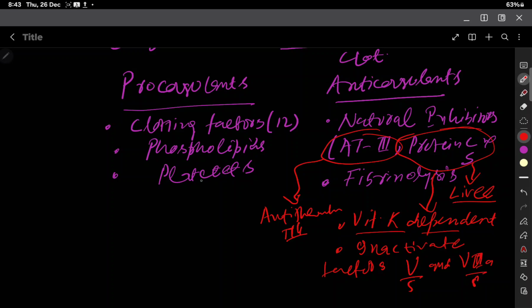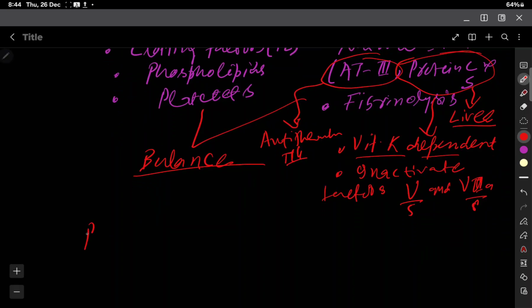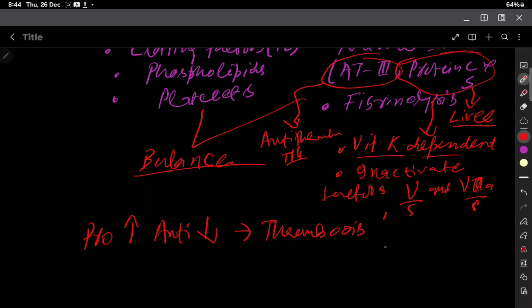Normally in our body, there is a balance between the procoagulants and anticoagulants. Disturbances in this balance can cause problems. For example, if the procoagulants increase and anticoagulants in our blood decrease, it will cause thrombosis. Thrombosis means formation of a blood clot. Why? Because the concentration of the procoagulants, meaning clotting factors, phospholipids and platelets, will increase. If any one of these increases, that will lead to thrombosis or blood clot formation.